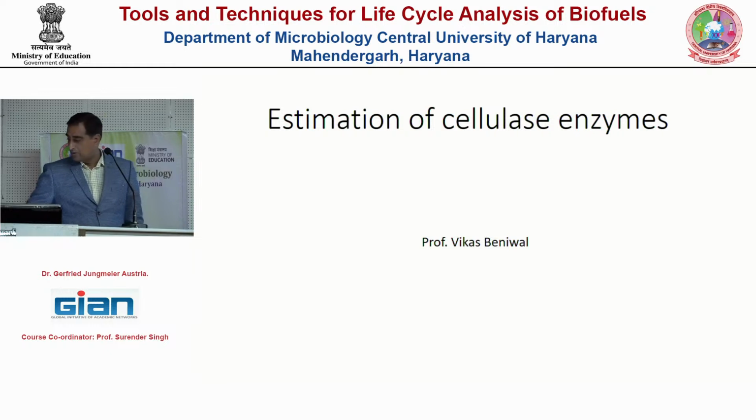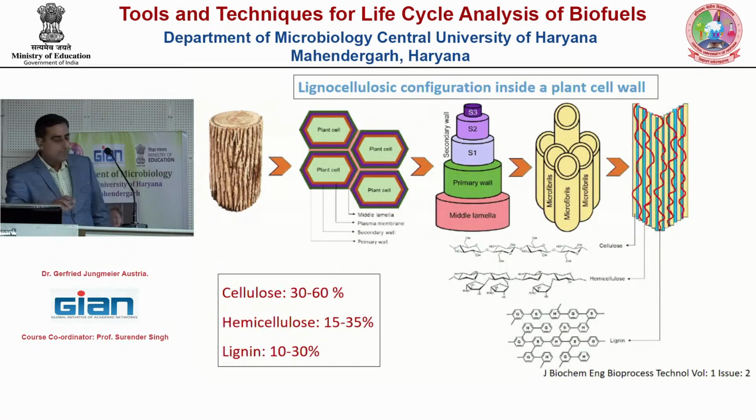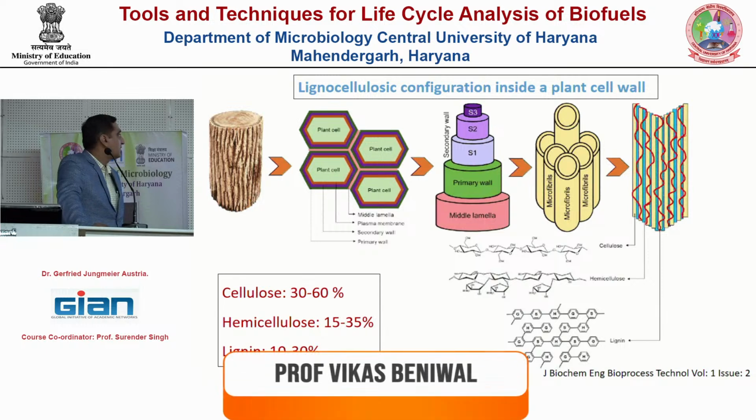So before going to the cellulase activity, as Professor Surinder Singh was saying, the main motto is to convert the lignocellulose biomass into bioethanol. The first step is saccharification of lignocellulose biomass. So before acting the enzyme, let's understand the plant cell wall, as you all have gone through. So this is the overall structure of the plant cells.